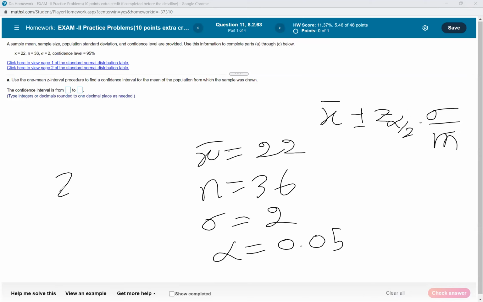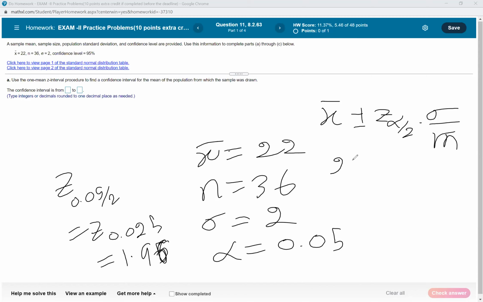So Z alpha over 2, that is Z 0.05 over 2. So that means Z 0.025, which is 1.96. You can find it from the table. So this is 22 plus minus 1.96 times sigma, which is 2, over square root of n. n is the sample size, which is 36. So now you just need to simplify these numbers and you will get the result.